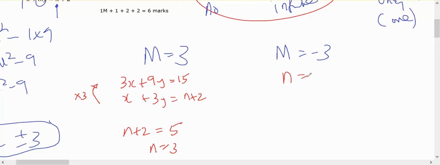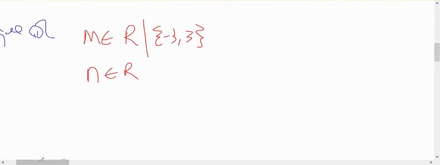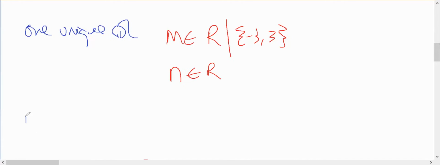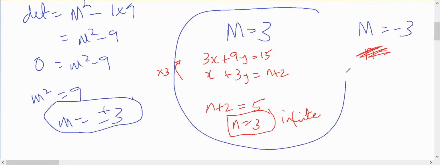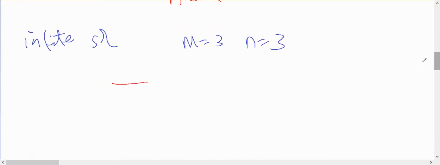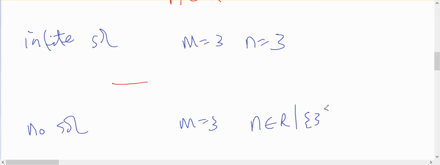So when n equals 3, I will have infinite solutions. So looking at that then, to have infinite solutions, m can equal 3 and n equals 3. And that will give me infinite solutions. Therefore, no solutions is when m equals 3 and n is anything except 3. Because if m equals 3, it's parallel, but if n doesn't equal 3, they're not the same.